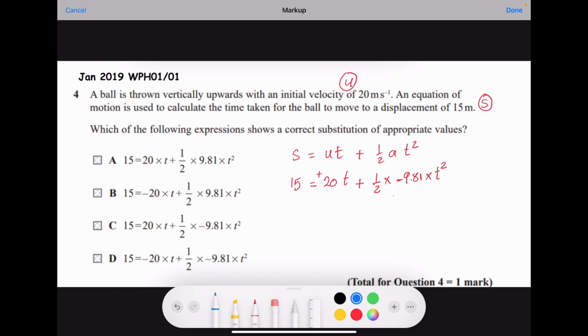The acceleration is negative because when you reach the maximum height, your final velocity is going to be negative. For the mathematical calculation, a equals v minus u divided by t. So the value of u is going to be more than the value of the final velocity. So a must be negative. So the correct answer is C.